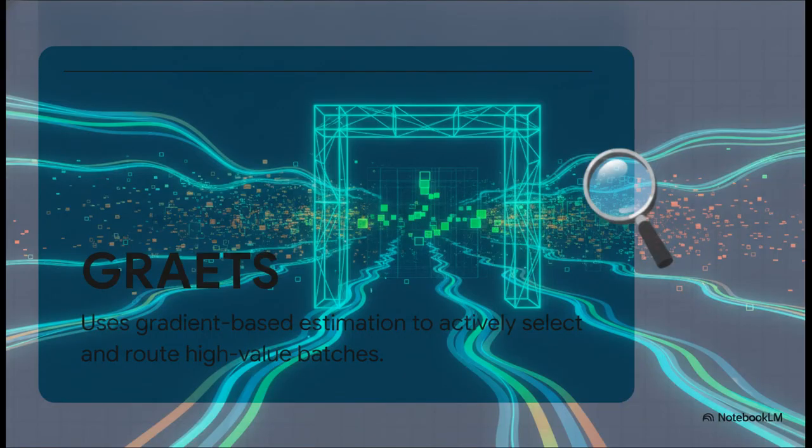And that brings us to our very first gate, GRETS. Conventional training basically treats a dataset like a fixed, dumb queue. The model just blindly eats whatever is next in line. GRETS totally flips this by using gradient-based estimation to actively select high-value batches. It literally turns the dataset from a passive pile of inputs into this controlled energy field, actively routing data right into the learning boundary at the exact moment it's most useful.